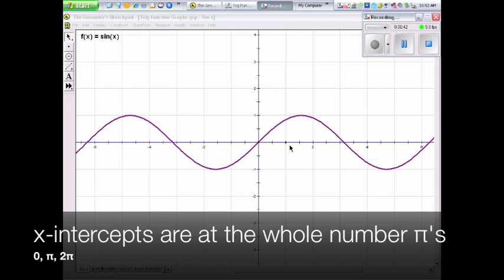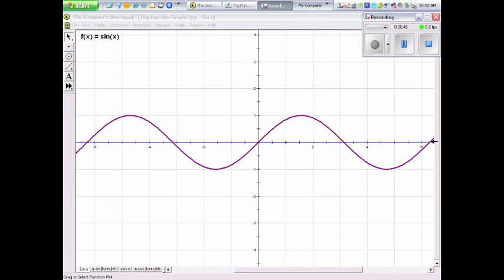So you have 0 pi, you have 1 pi, you can see here that's 3.14, and then of course you have out here at 2 pi at 6.28, and of course it goes backwards as well. Sine is an odd function, so you can see as it goes back across the y-axis, it kind of continues that pattern.